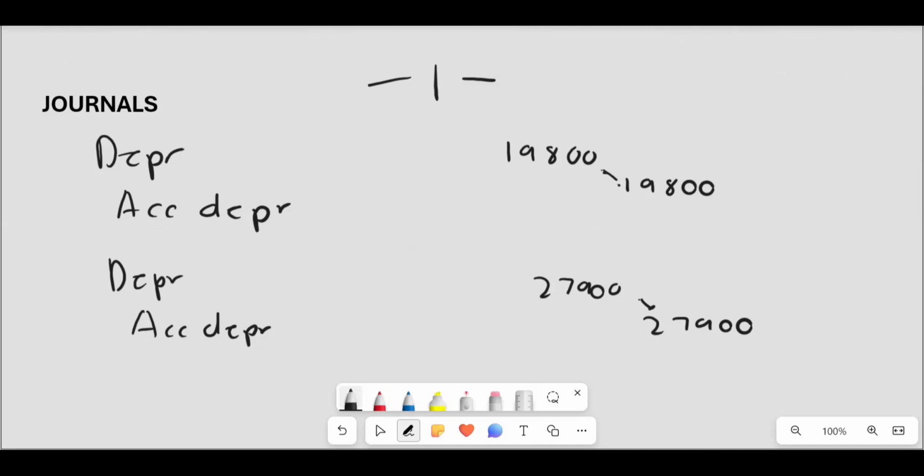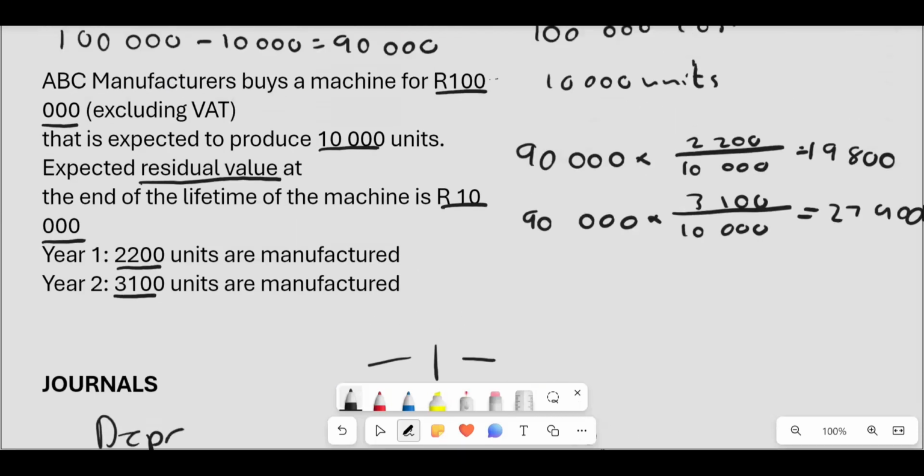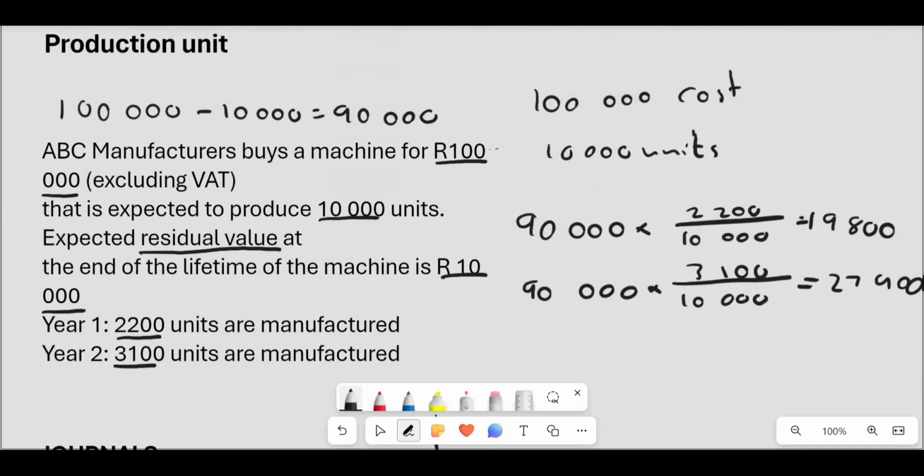So this brings us to the end of calculating the production unit method. Now let's move on to the next part, where we'll be dealing with a more practical example of how you can integrate all of this stuff that we have learned.